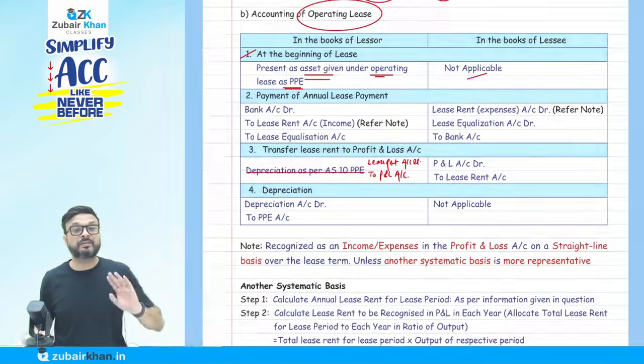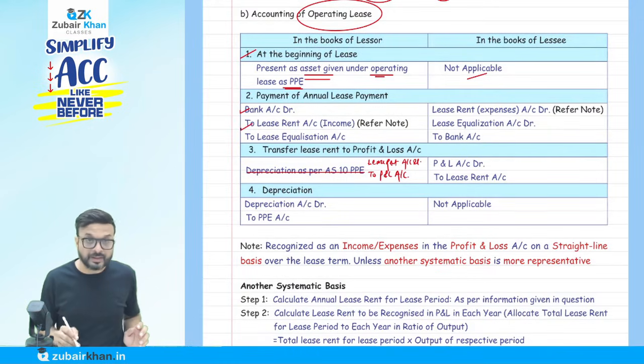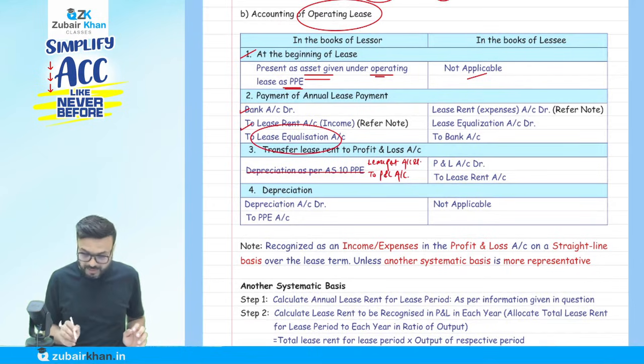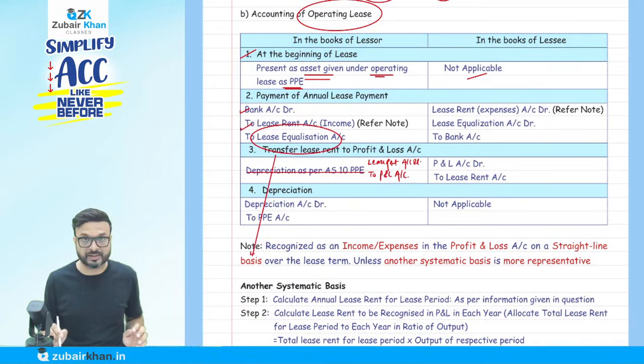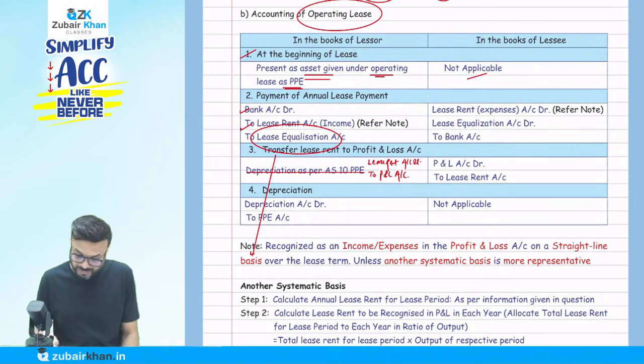But when you receive the rent, it is a rental income. So the bank account will be debited and lease rental will be credited, because it is income for them. But there is a concept of lease equalization, which I will come to; it is mentioned in the note below this. I will discuss it there. It is an income for the lessor and an expense for the lessee. So the lease rent account will be debited and the bank account will be credited.